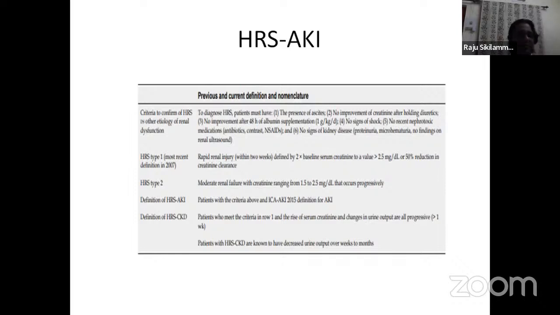Then the classification is HRS type 1 and type 2. Type 1 is the rapidly progressive form of kidney disease, a rapid progression of AKI, with baseline creatinine above 2 milligram per deciliter, or a reduction in creatinine clearance of 50%. Type 2 HRS is the slow progression of AKI, with creatinine ranging from 1.5 to 2.5 milligram per deciliter. And as a definition of hepatorenal syndrome AKI, we discussed it before, in the International Club of Ascites AKI criteria in 2015.